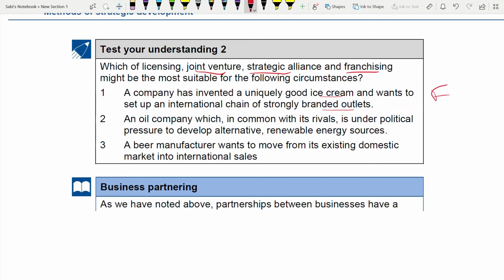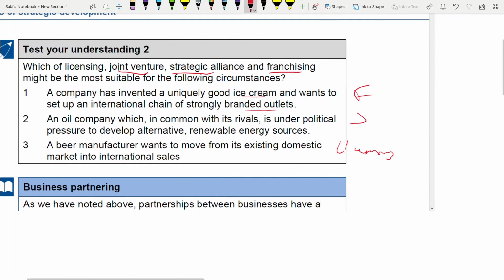We'll see the answer. Next, an oil company which, in common with its rivals, is under political pressure to develop alternative renewable energy sources. According to me, looks like strategic alliance could be one. And the third is a beer manufacturer that wants to move from its existing domestic market into international sales. This is, we'll see. Looks like you can use licensing.